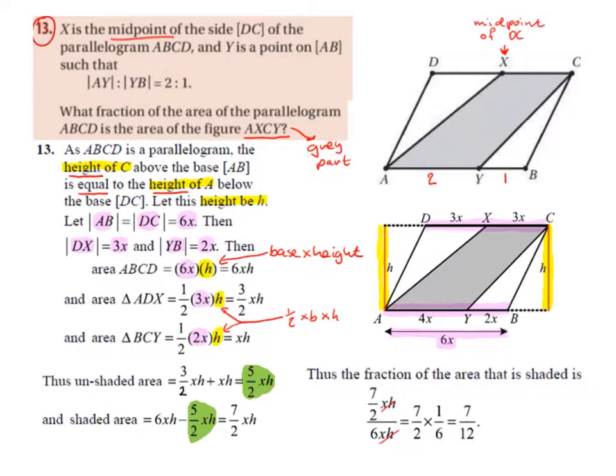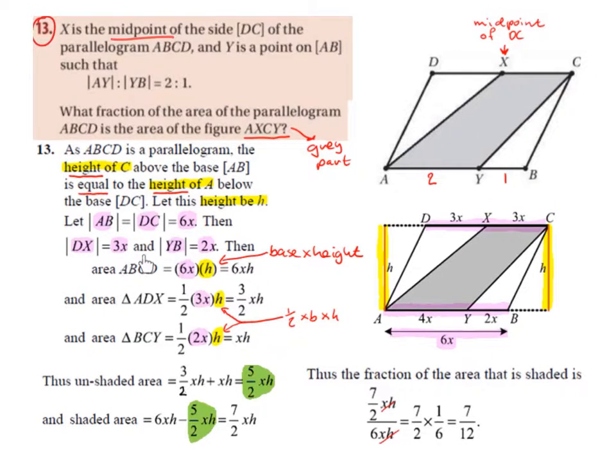If AB is going to be equal to 6x, and AB is in the ratio of 2 to 1, then AY is going to be equal to 4x, and YB is going to be equal to 2x. And 4x plus 2x is 6x, and now it is in the ratio of 2 to 1. So we've let AB equal DC, which is equal to 6x. Then DX is equal to 3x, and YB is equal to 2x.